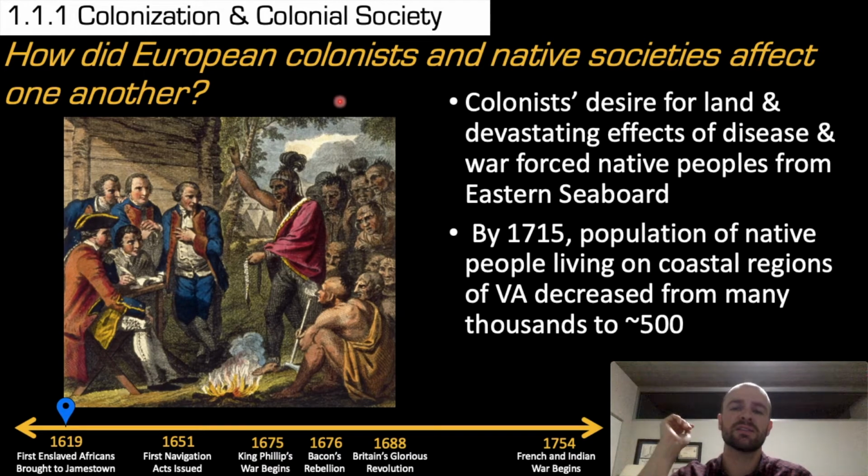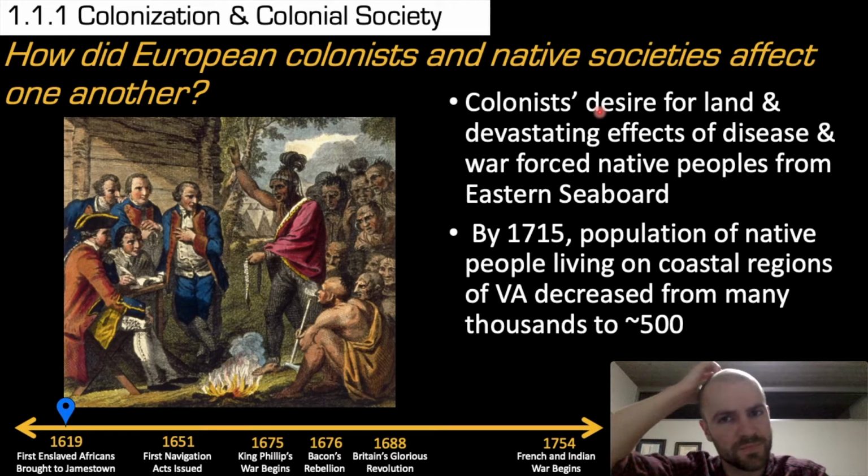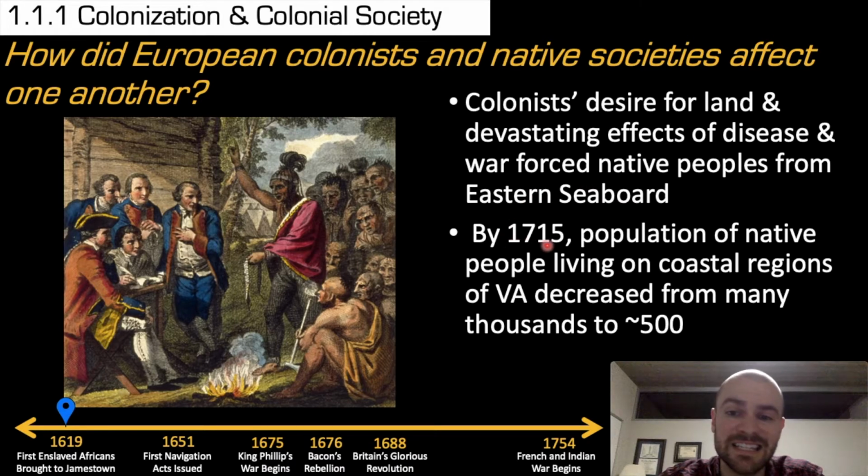So, how did European colonists and native societies affect one another? The colonists' desire for land and the devastating effects of disease and war had forced the native peoples from the eastern seaboard. By 1715, the population of native people living on coastal regions of Virginia, that's what VA is here, had decreased from many thousands to around 500. So you can see that on the whole, colonists, certainly in Virginia, were pushing native peoples further west into the continent.